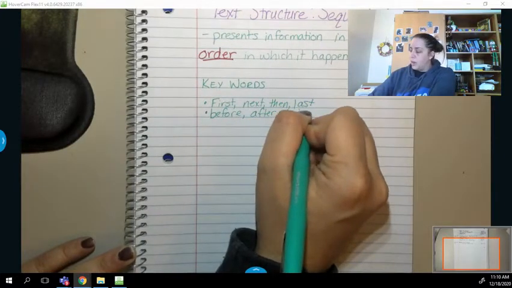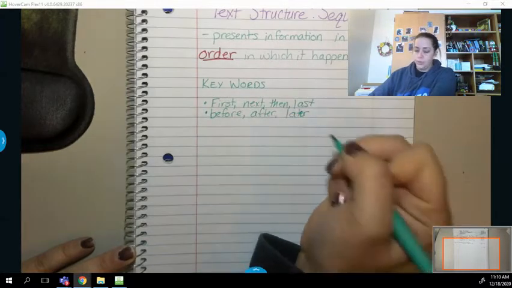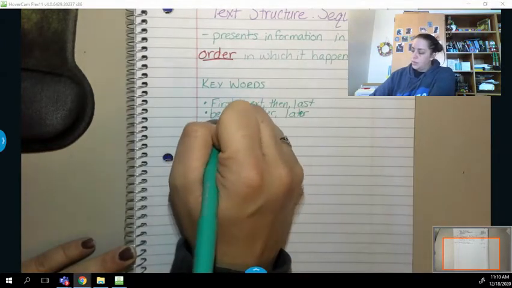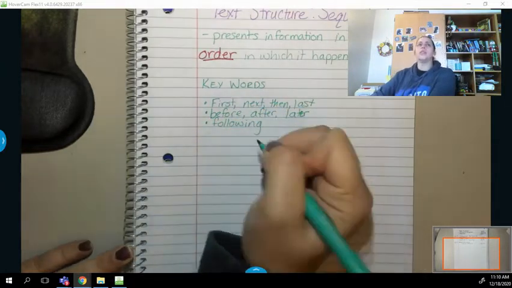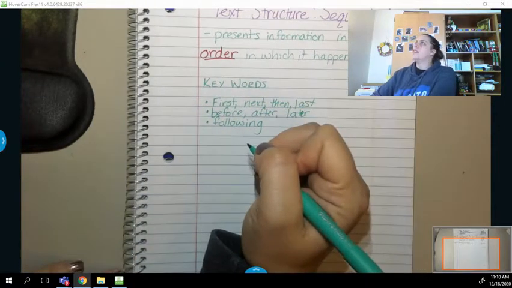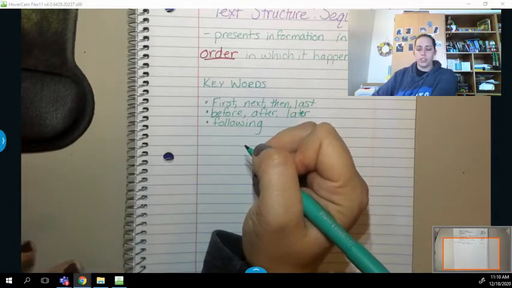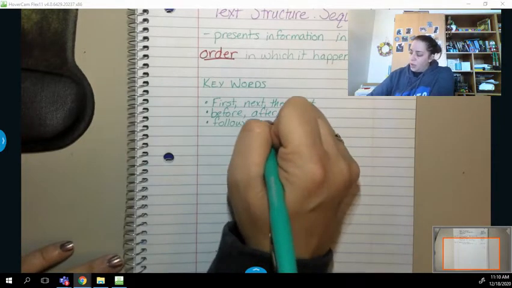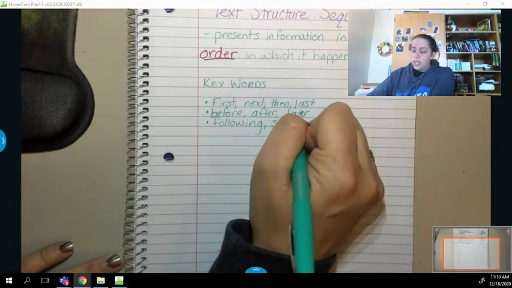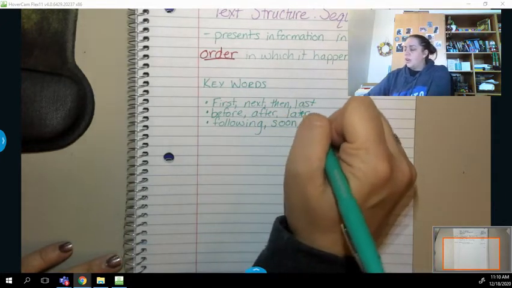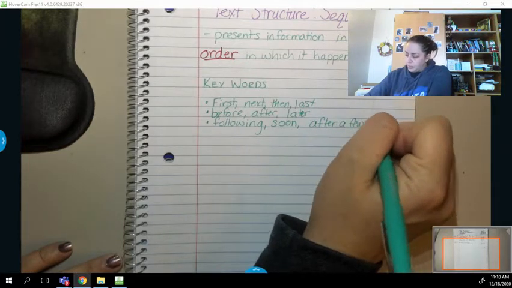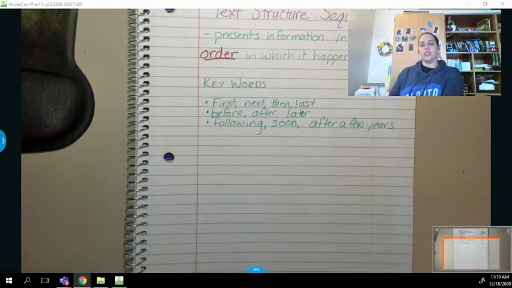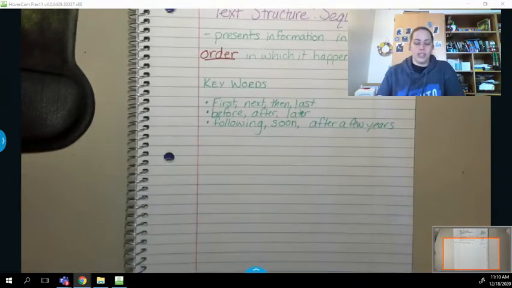Later, I found my missing shoes. You could also have words like following. Following the missing shoe incident, I never again left my shoes out for my dogs to chew on. Following is a key word. This one's another one. After a few years, my dog stopped chewing on shoes. Actually, I'm just kidding. They've never chewed on my shoes, so that's really good.